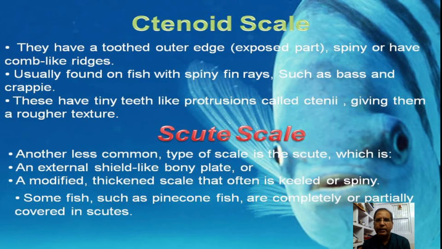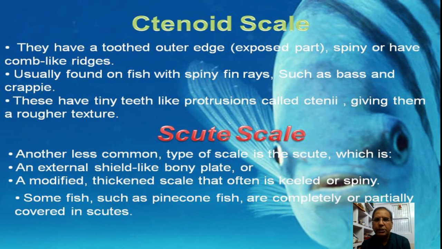So now the ctenoid scales. You see they have toothed outer edges on the exposed part, that is the anterior part. They are spiny or have comb-like ridges, usually found on fishes with spiny fin rays such as bass and crappie. These have tiny teeth-like protrusions called ctenii that produce rough structures.